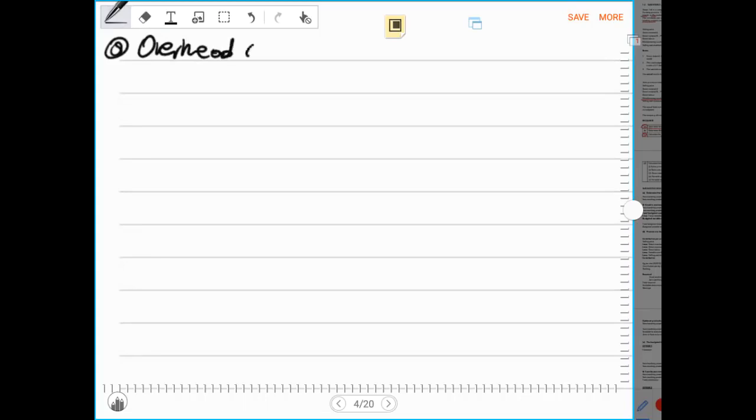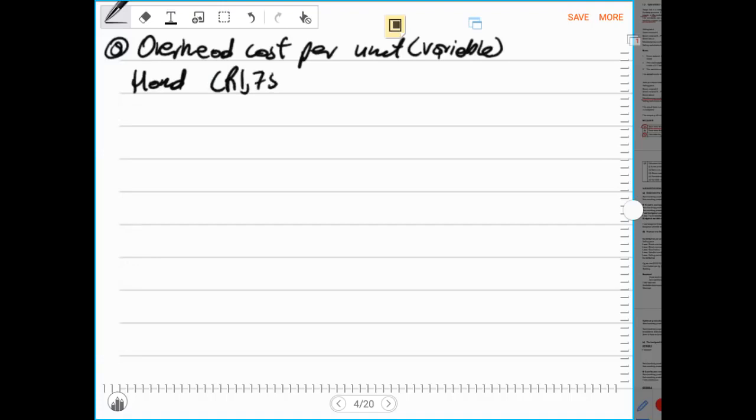Overhead cost per unit. Oh, variable one, I want to be clear with that. Sorry to highlight it late, which is variable overhead cost per unit. And my variable overhead cost per unit for hand will be 1.75, which is per hour, times 1.732, which is the number of hours it takes to complete 1 unit.